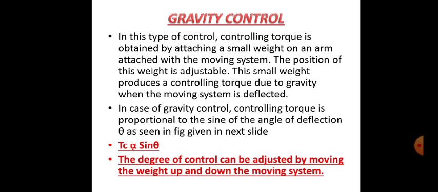So from that, here we can see that it is proportional to the sine of the angle of deflection. The scale here will not be uniform as that of the spring control instrument. Now, the degree of control can be adjusted by moving the weight up and down the moving system. That is, by adjusting the weight, we can achieve the degree of control. It can be increased or decreased.